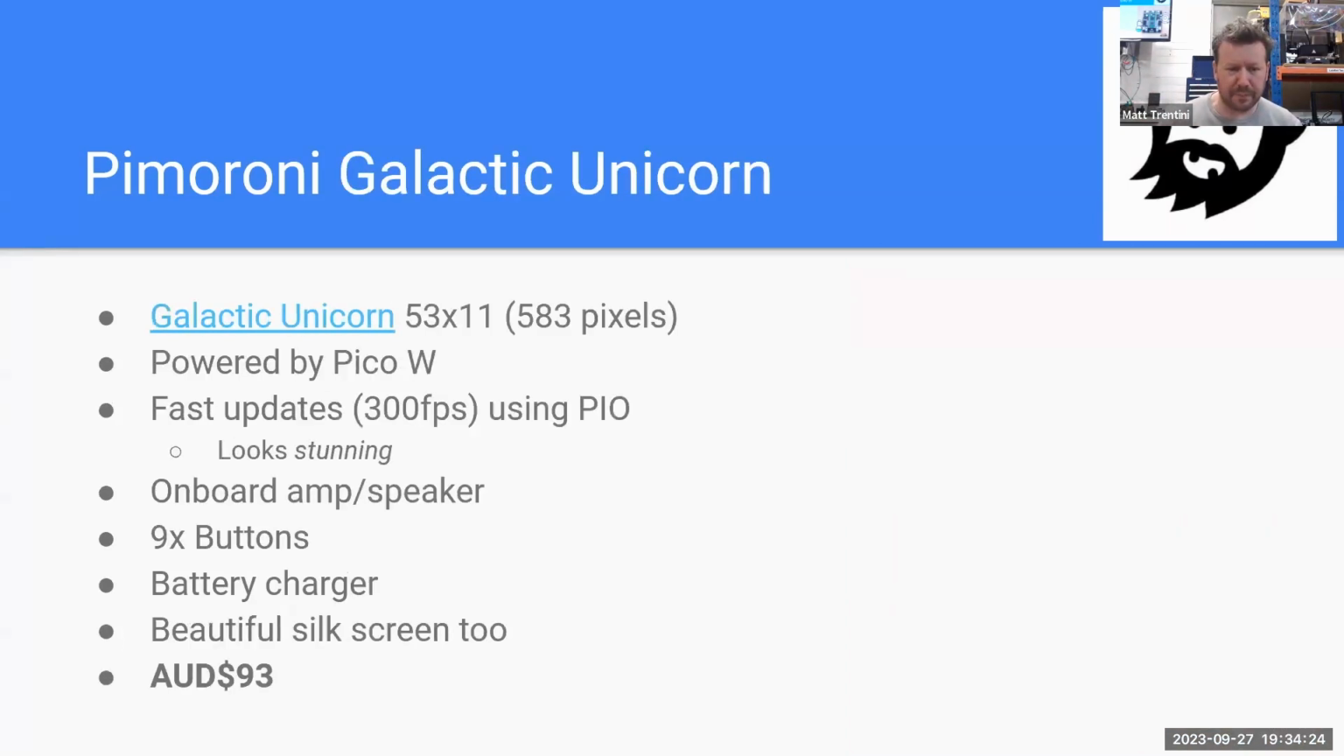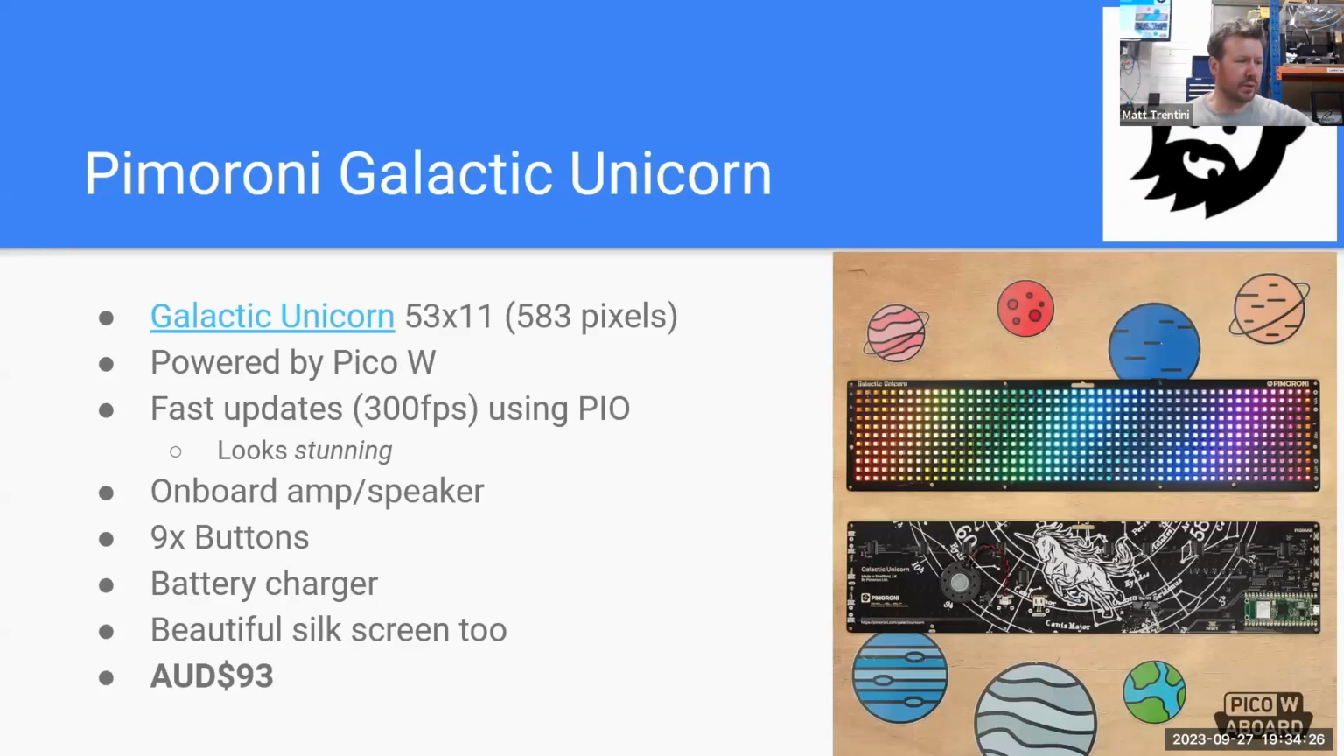Nice little boards though. And then the Galactic Unicorn, which we were looking at before and ogling at the various colors. Don't know if you can see that, but it's a really beautiful board. It's quite expensive. I mean, it's probably not for what it is, but yeah. So there's the Pomeranian stuff.